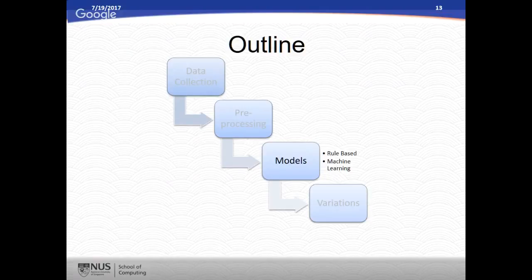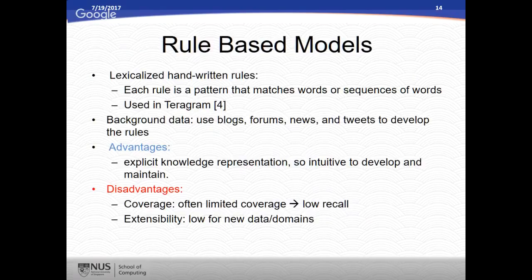So since we are done with the pre-processing, I'm going to talk about some of the models that are commonly used for this particular task. I'm going to talk about some of the rule-based models, which Wenqiang has already touched upon. I'll also talk about some of the conventional machine learning models, and some of the deep learning models that have come up recently.